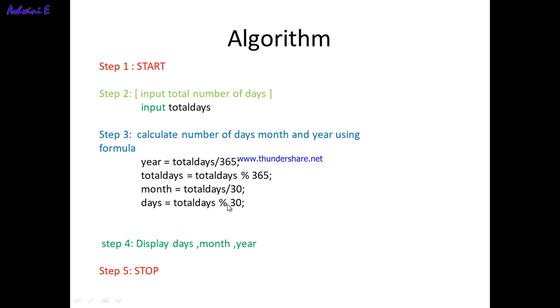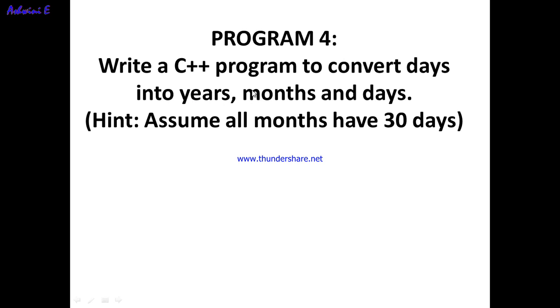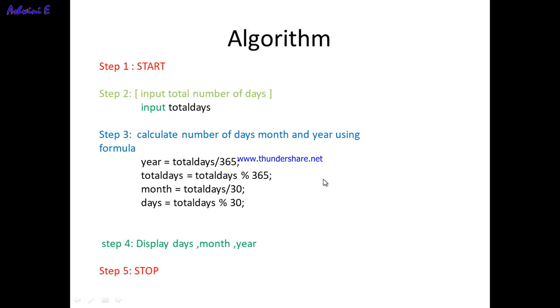I think you know what divide and what mod operation are. Divide means you take the quotient part. Mod operation means you take the remainder part. That is the difference between divide and mod operation. So this is the formula. The fourth step is you display days, month and year. In the question itself, you know that you have to convert into year, month and day. So this will be your output, and you need to display days, month and year. Last is stop, which tells the end of the program.